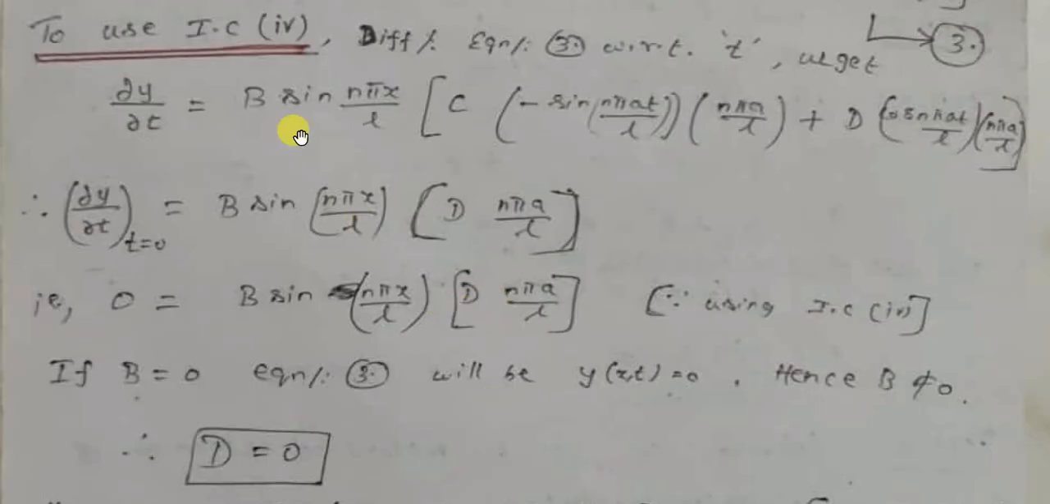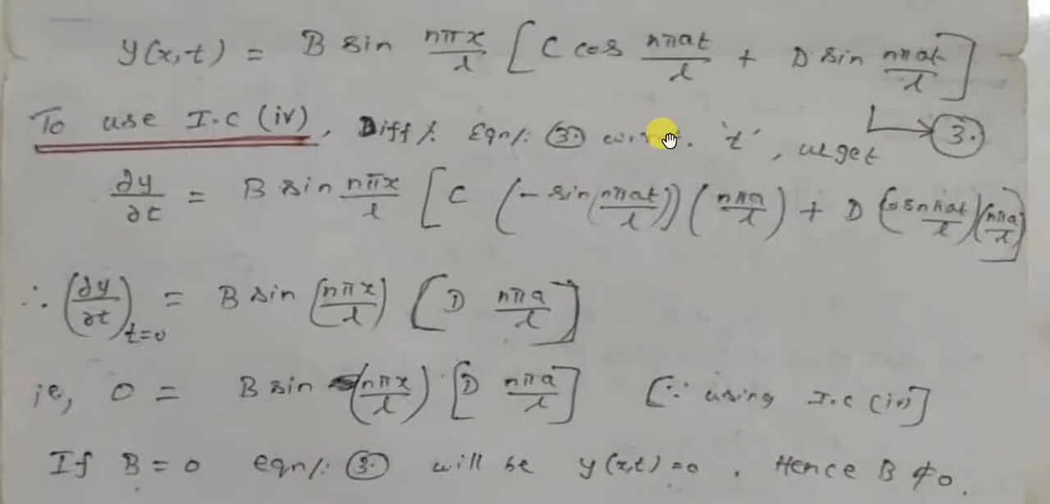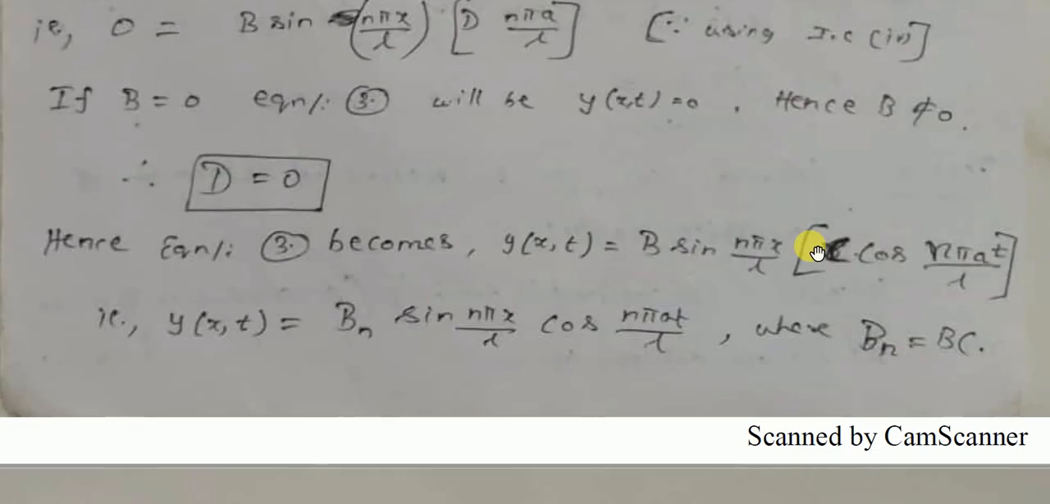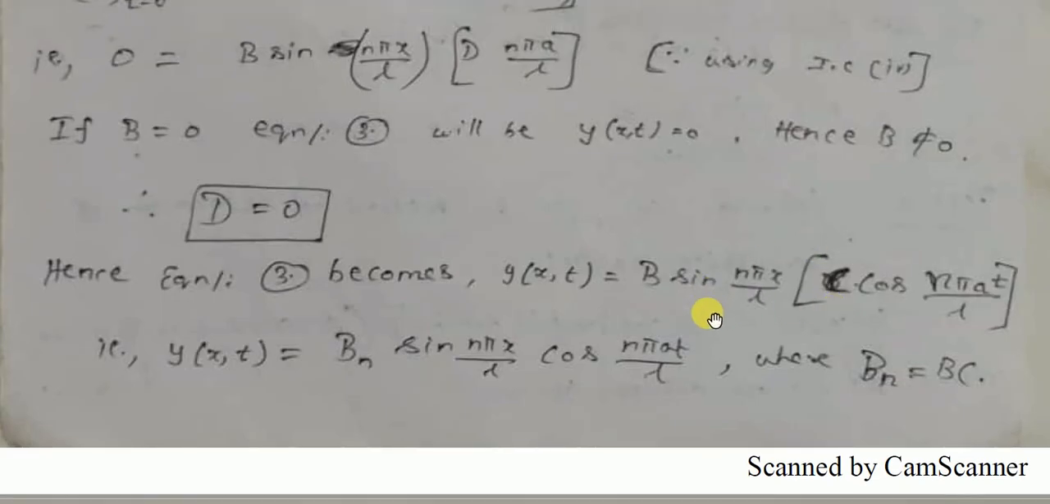So using the fourth initial condition, otherwise I can call it boundary condition also, we are getting d equal to 0. Now substitute this d equal to 0 in this updated solution in equation number 3 and rewrite it. If I substitute, d is 0 means only the c cos n pi at by L will exist. So now b, c both are constants, I can combine together and write it as bn, remaining terms as it is, sin n pi x by L, cos n pi at by L.